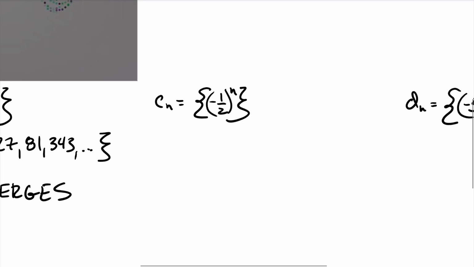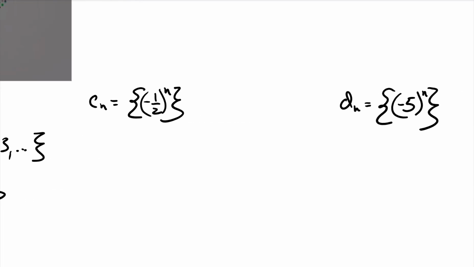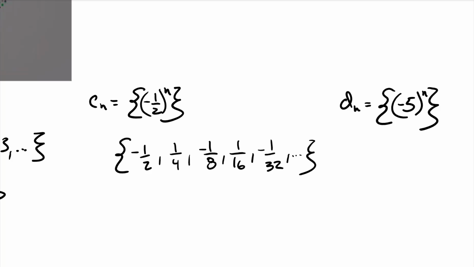Now let's look at another one, c sub n. Let's just plug some things in. Negative 1/2 to the first is negative 1/2. Negative 1/2 squared is positive 1/4. Then we get negative 1/8. Then we get positive 1 over 16. Then we get negative 1 over 32. And then it keeps on going.